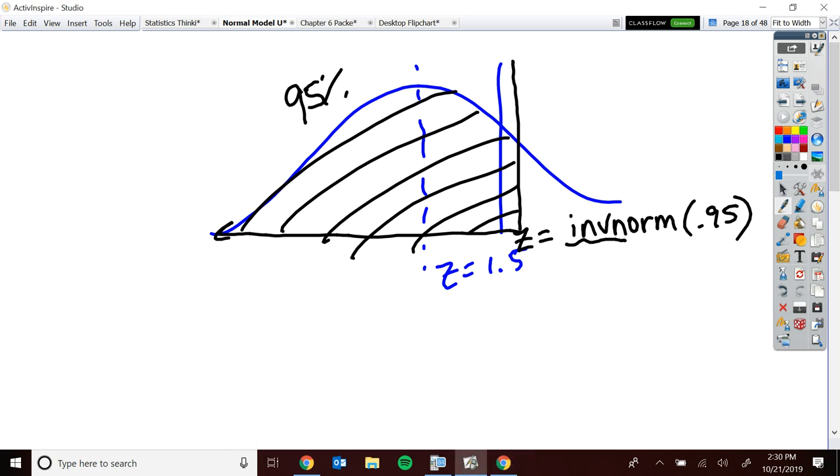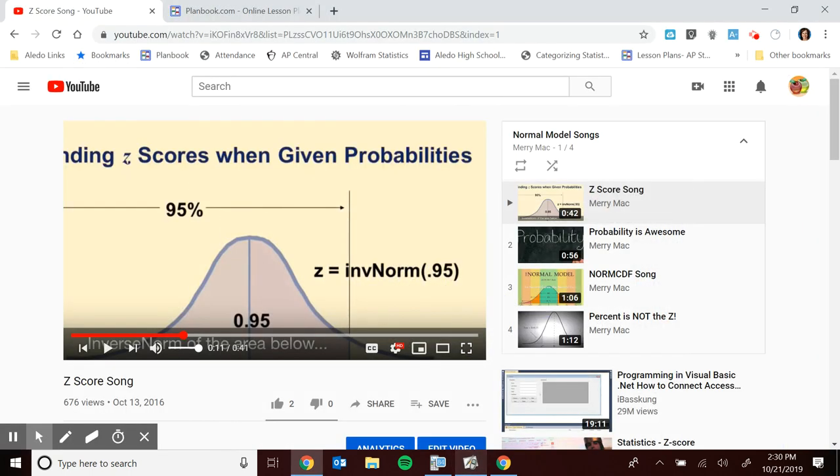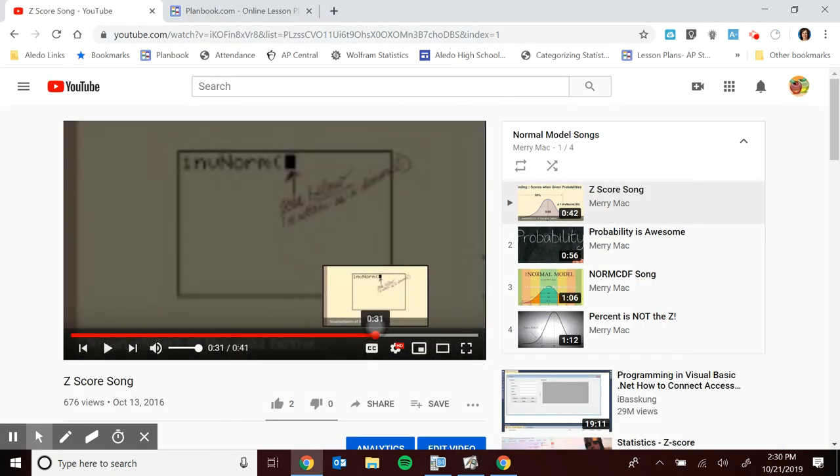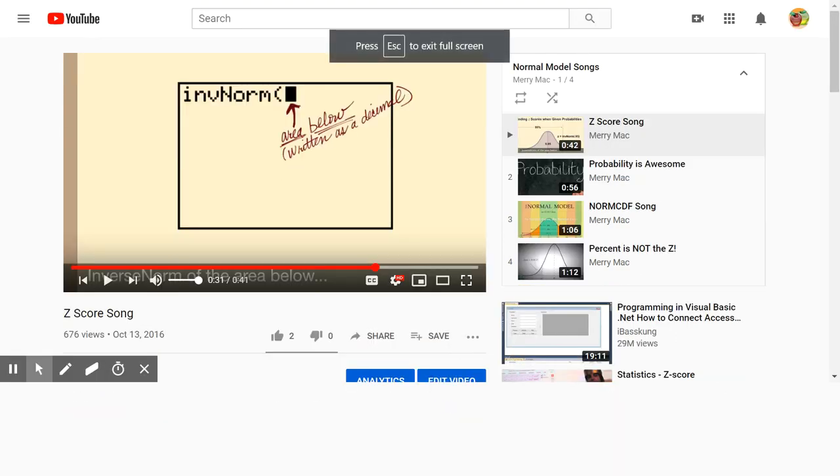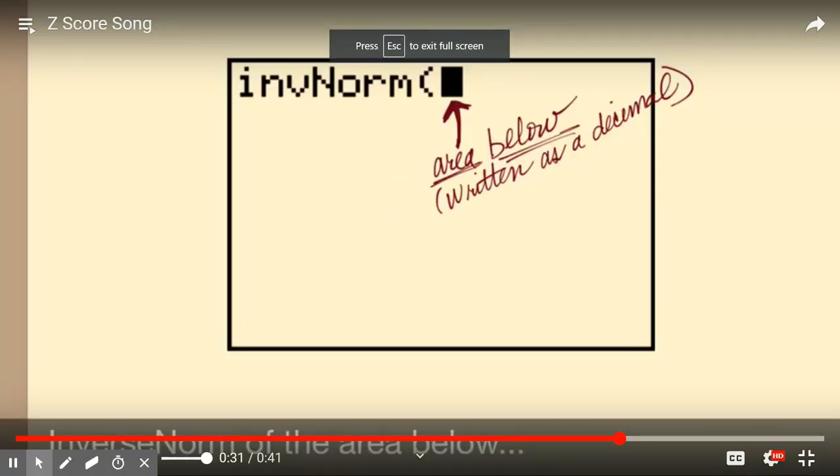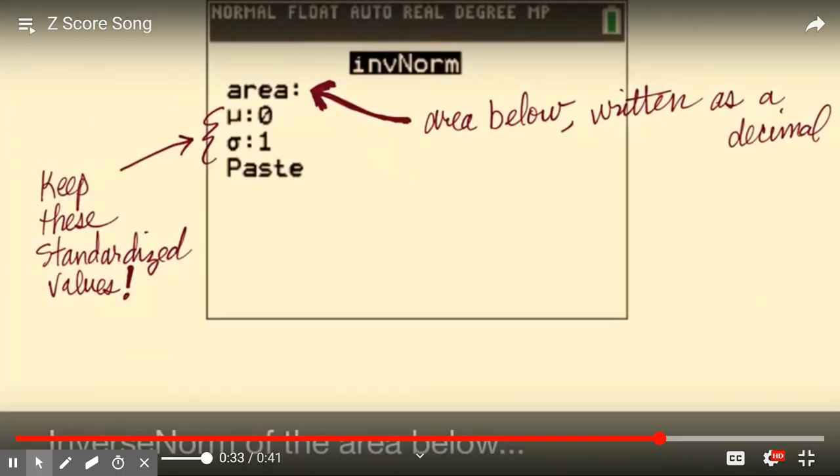There are two different ways your calculator will show it. One way, it'll show inverse norm, and we put that area below, written as a decimal. The other way is if you have the updated operating system: inverse norm, and we want to put the area below here, still leaving the mean and standard deviation at 0 and 1. It is located under second vars. So do second vars, number 3 is your inverse norm.